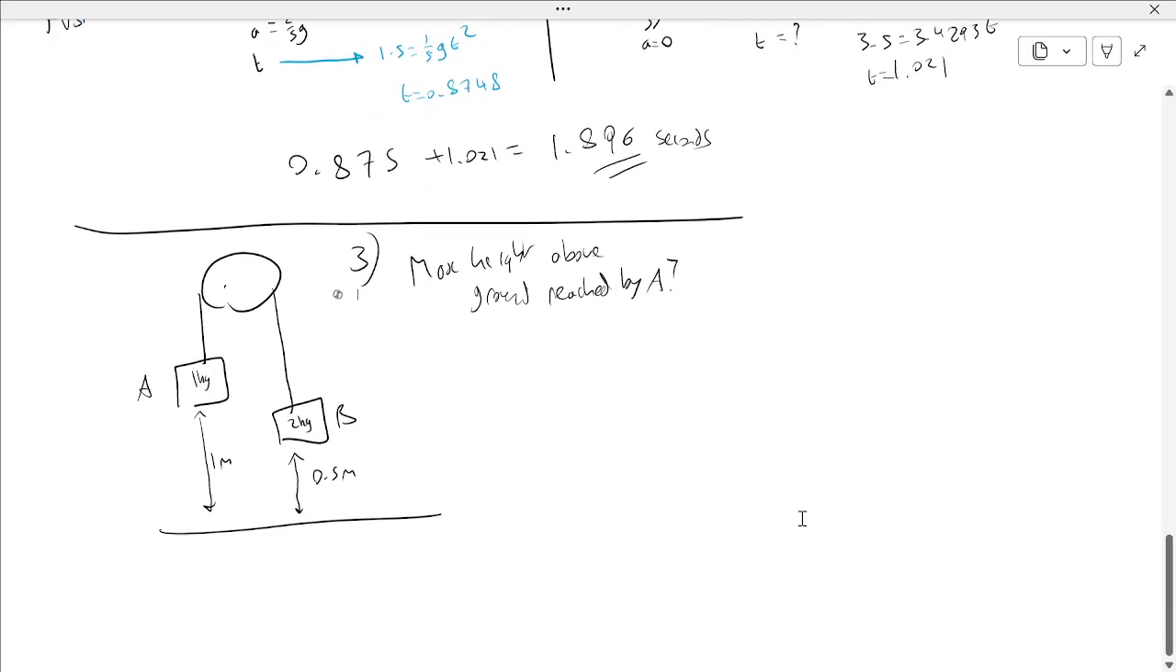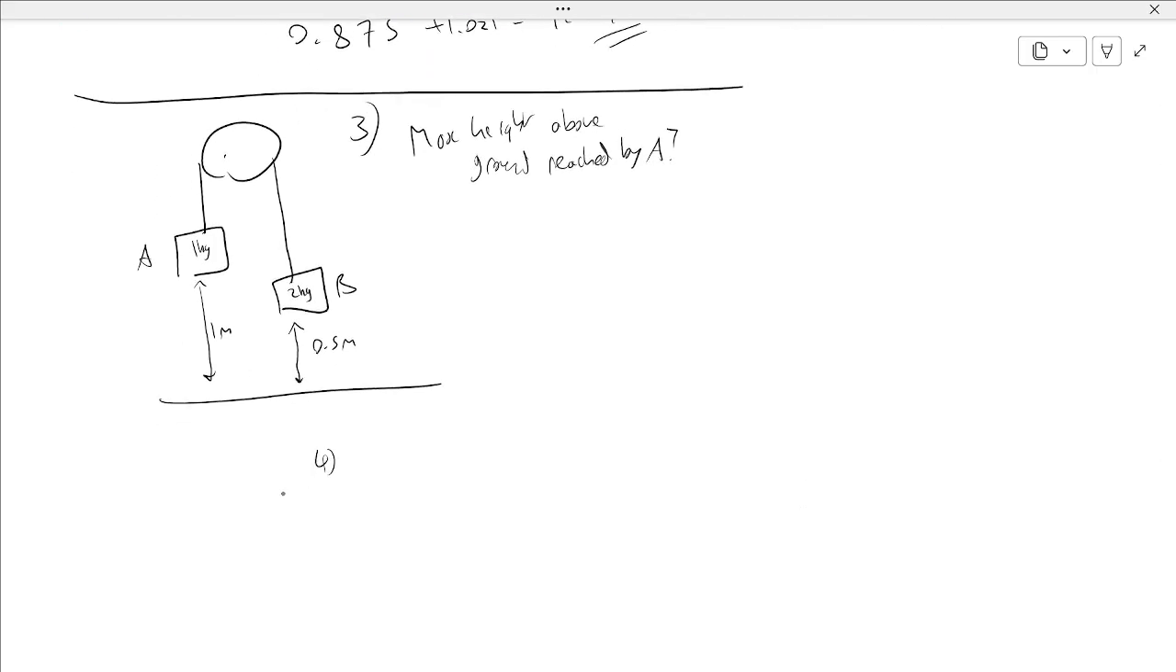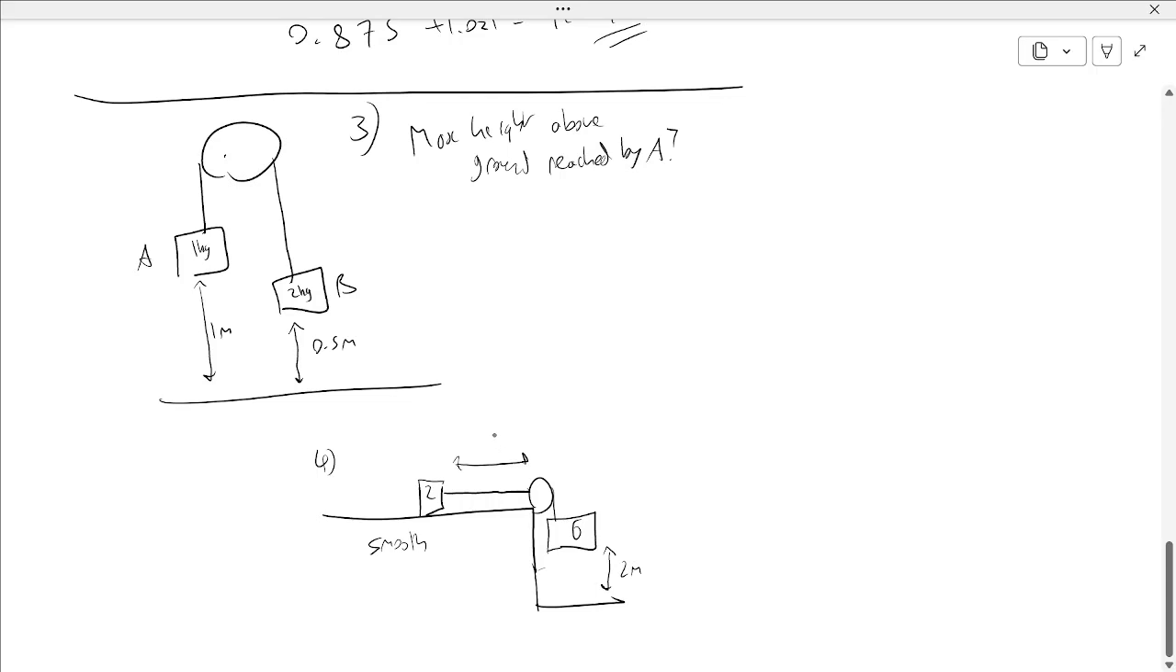And let's do one more on the challenge, so question 4. It can be a similar situation to what we just had, so you can go back and watch it again. It'll be a smooth table with no friction. It'll be 2 kilograms, it will be 6 kilograms, and if this is 2 meters, and this is, again, let's do 5 meters, I want the time taken for A to reach that pulley.